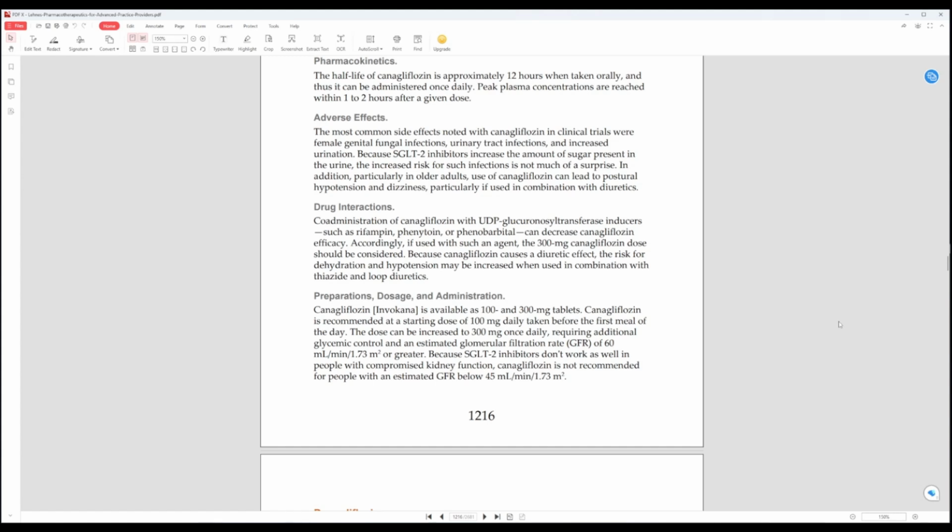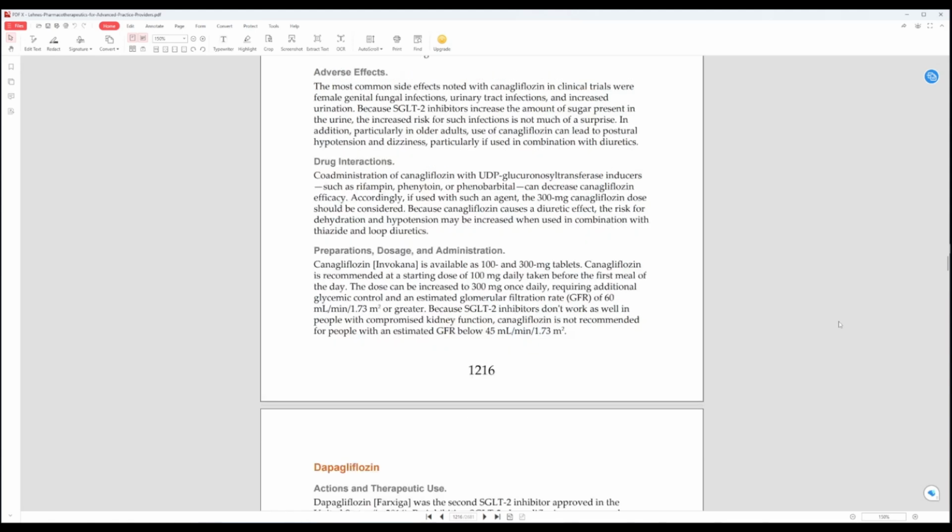In addition, particularly in older adults, the use of canagliflozin can lead to postural hypotension and dizziness, particularly if used in combination with a diuretic.